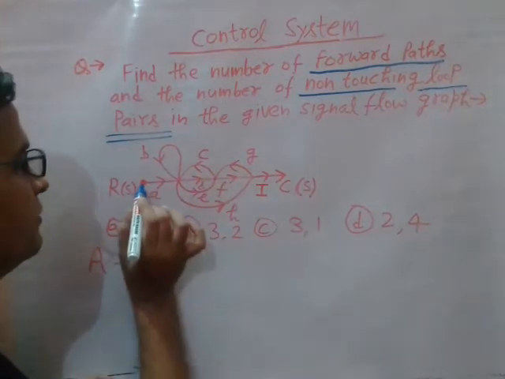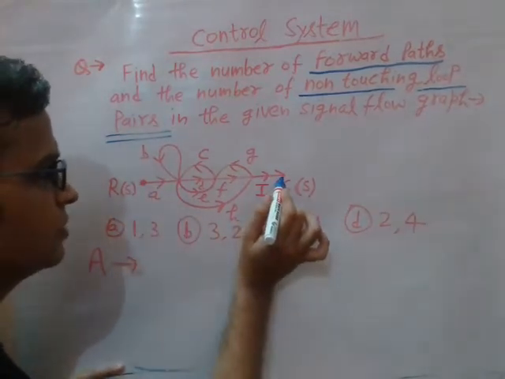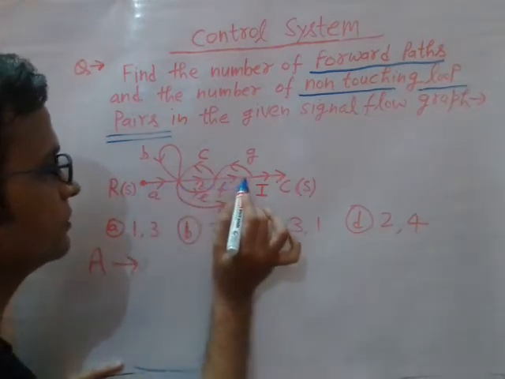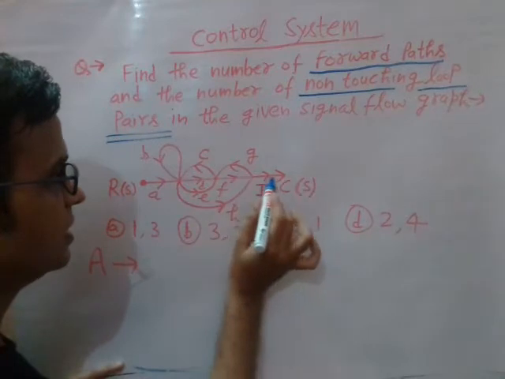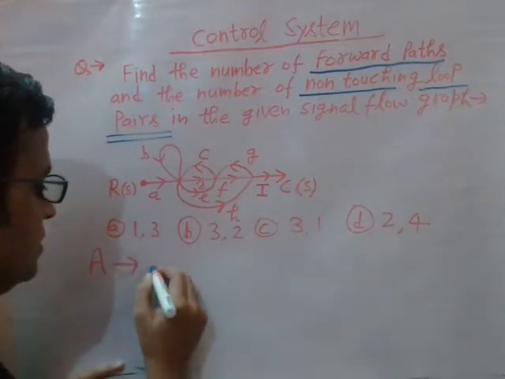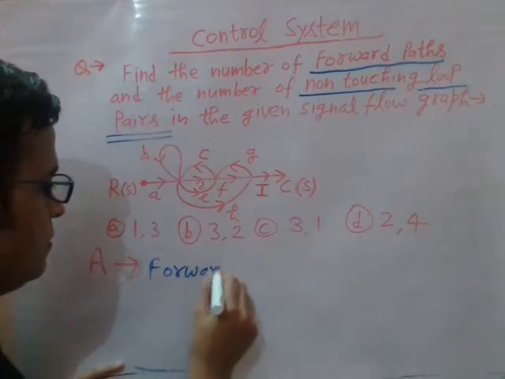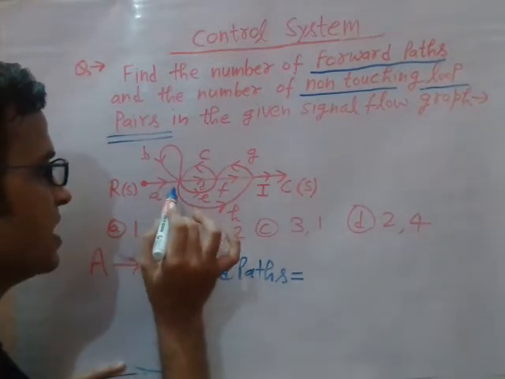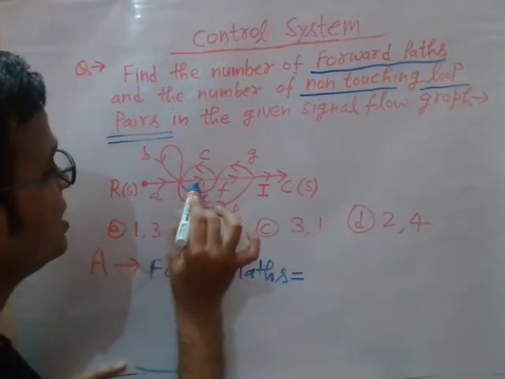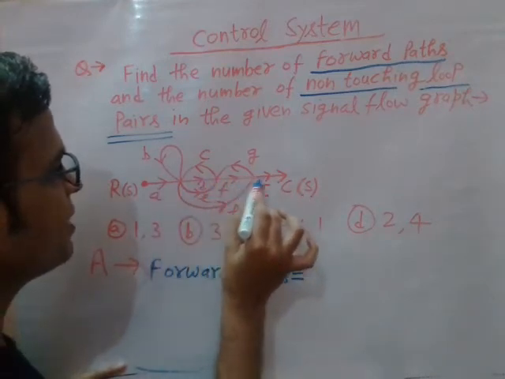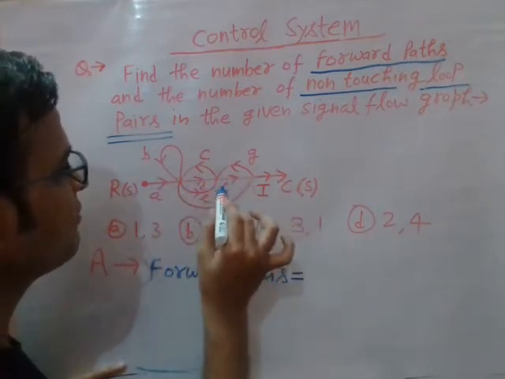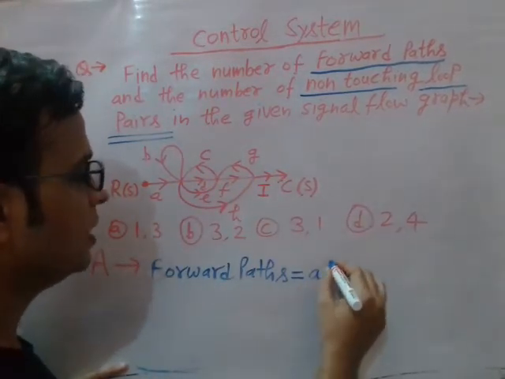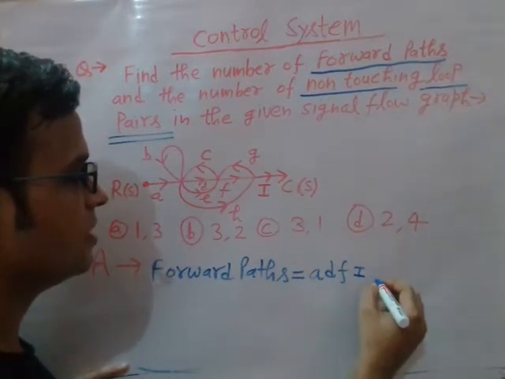So I'm going to start from the reference input. My aim is to reach the controlled output. Look here, I will start from here and travel straight forward. So this is one forward path. The first forward path that I can see is A, D, F and I. So one forward path is A, D, F and I.